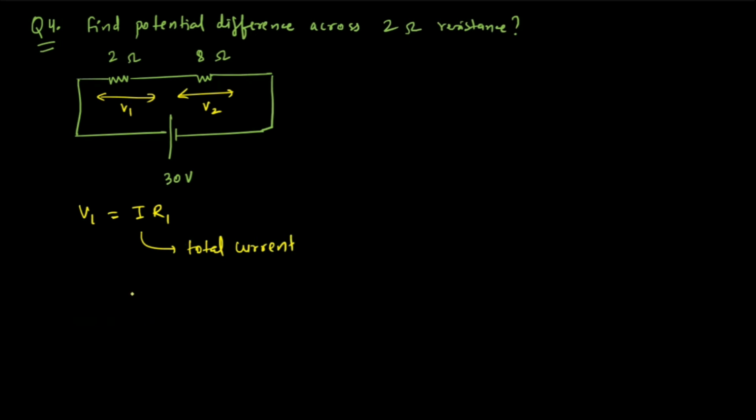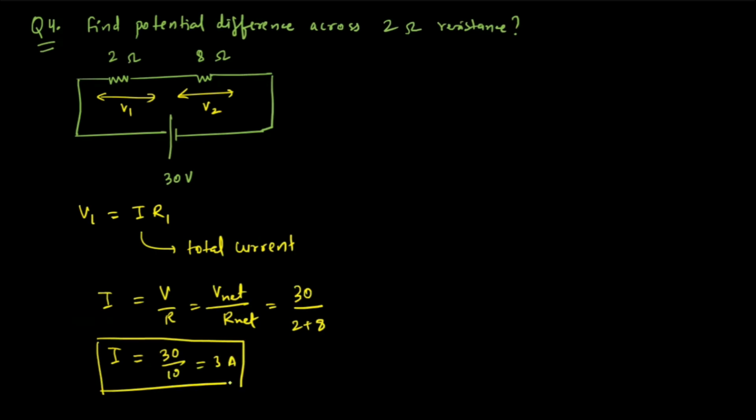How can we find the total current? Again, we'll use Ohm's law. I must be equal to V net by R net, as this is a combination. V net is 30, and R net is 2 plus 8, as in a series combination we simply add. So the total current is 3 amperes. Substituting it and multiplying with R1, the potential across the 2 ohm resistor is 3 times 2, that is 6 volts.